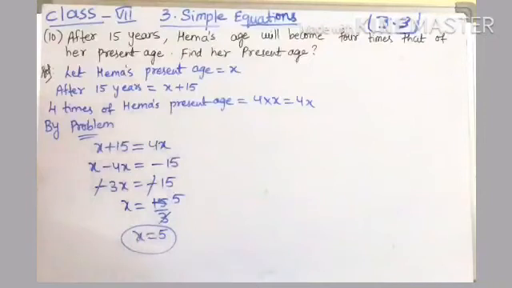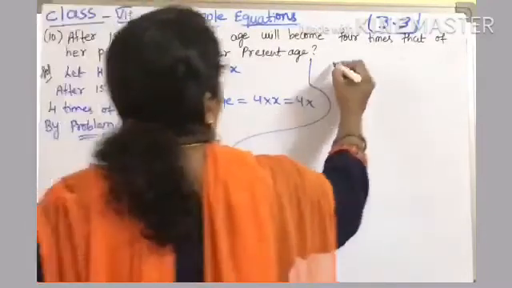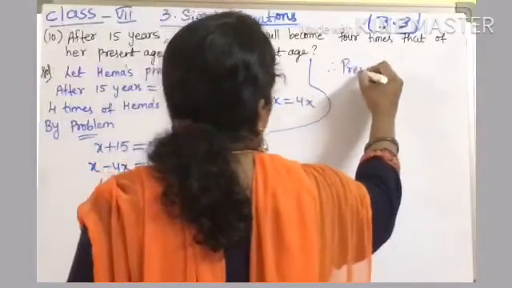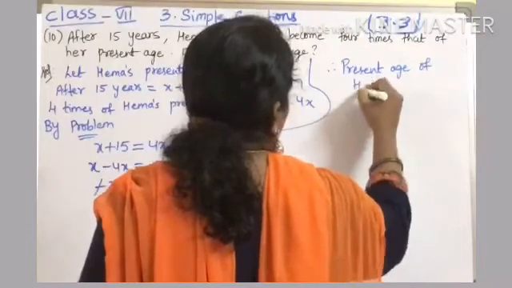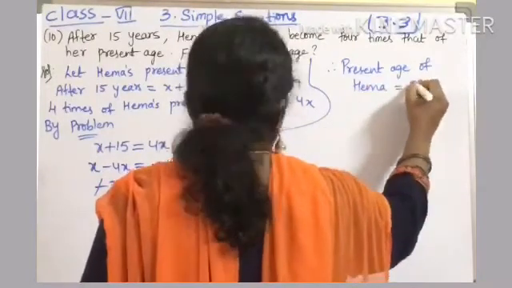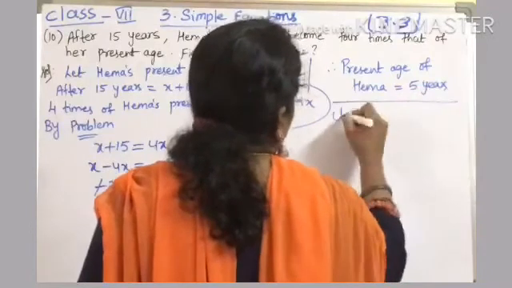What is x here? Hema's present age. Therefore, the present age of Hema, how much? 5 years. Right? Now we are going to check, children.